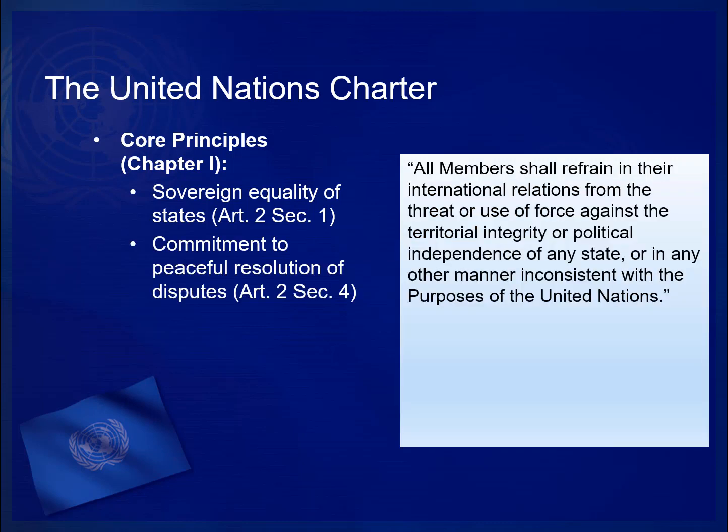Chapter 1, Article 2, Section 4 provides that all members shall refrain in their international relations from the threat or use of force against the territorial integrity or political independence of any state, or in any other manner inconsistent with the purposes of the United Nations. The principle that states should commit themselves to the peaceful resolution of international disputes has a deep history in international law and can be traced back to the First Hague Peace Conference in 1899.